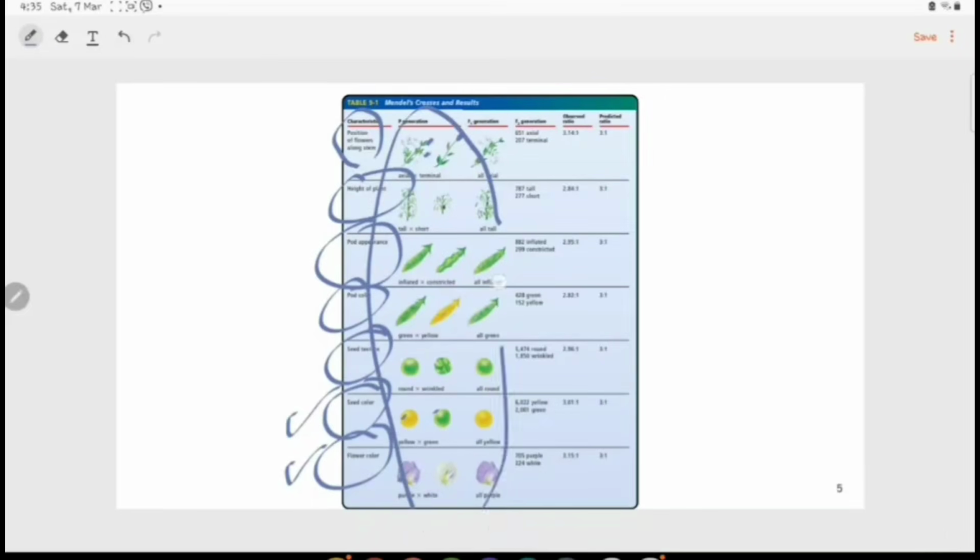These are the traits, okay? So the traits are the variants of the character. They are the different variants of the character. But character is general, when I talk about any heritable feature inherited from the parents to their offspring.